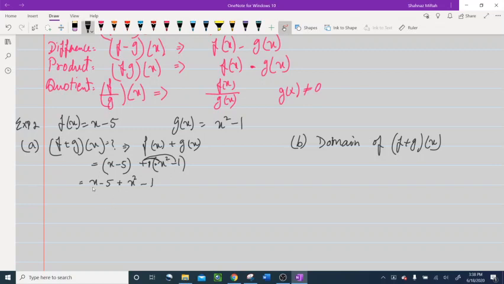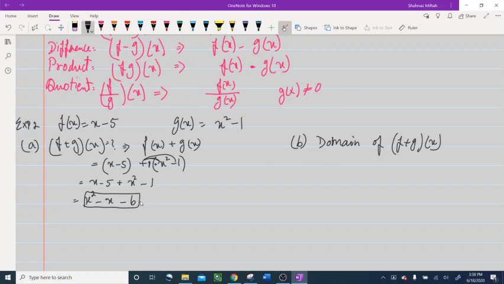Either way is good. So we don't have like terms, x squared and x are not like terms, so I'm just going to put them in order. And we always try to put them in order, the greatest degree first, and then you go from there. And I have negative 5 and minus 5, negative 1. It's going to give me negative 6. So this is my answer for that. Part B is asking the domain of this function. Okay, let's see one by one.